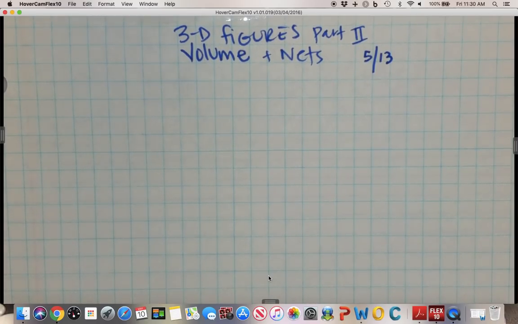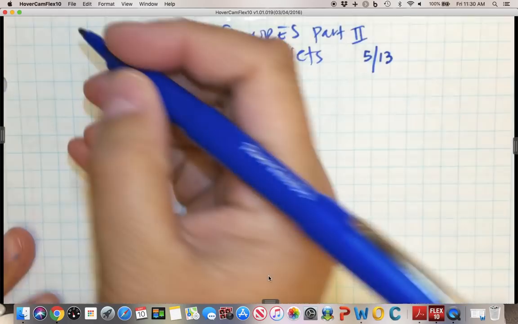Alright, so today we're going to talk about volume and nets. We are going to use graph paper again to help us draw more accurately, and we are going to use the same shapes that we talked about with surface area. So first we're going to start with a cube.